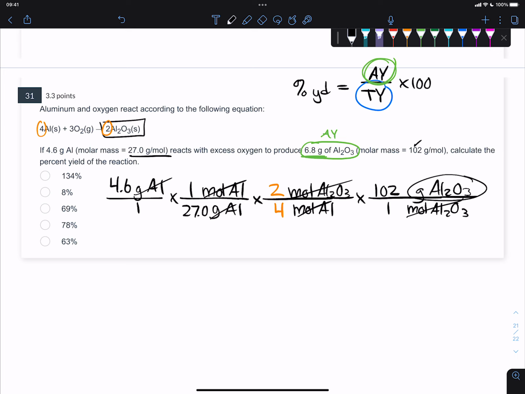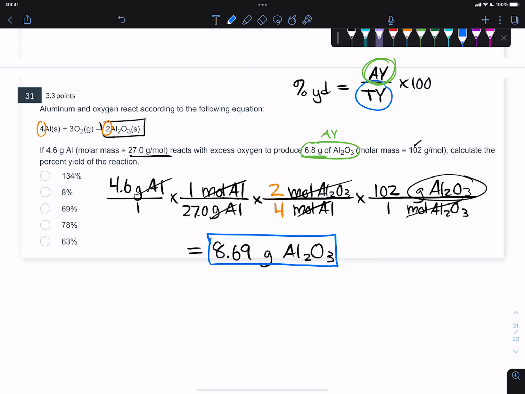Once you do the stoichiometry, I'll do it real quick. We're going to get the theoretical yield. So it'd be 4.6 times 1 times 2 times 102. Divide that by the product of 27 times 4, and we get 8.68, repeating, so let's call it a 9, grams of aluminum oxide. This is your theoretical yield. Just remember that. Whenever you do stoichiometry and you get a number, that's your theoretical yield.